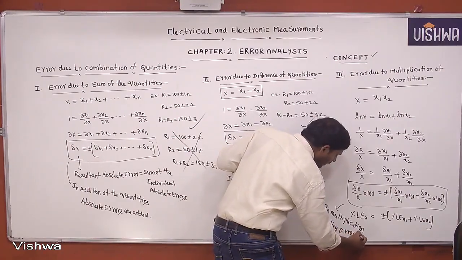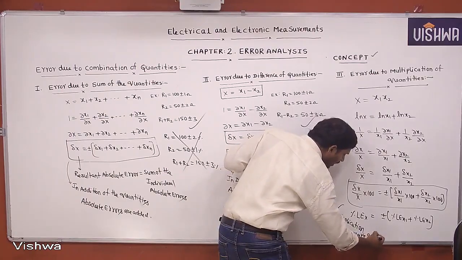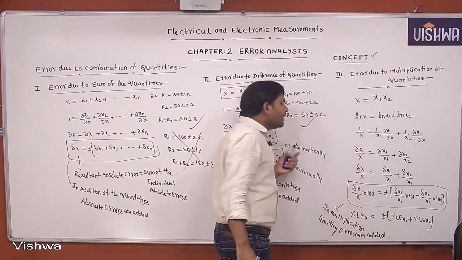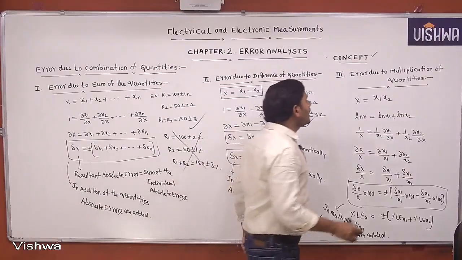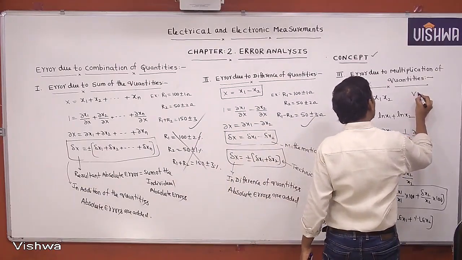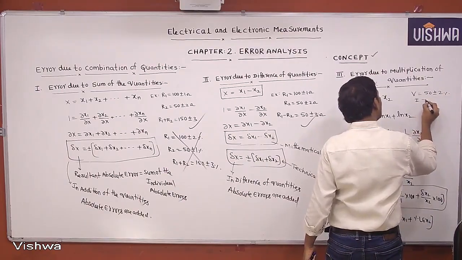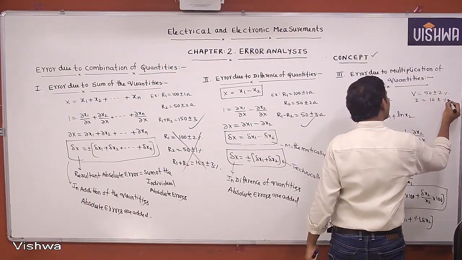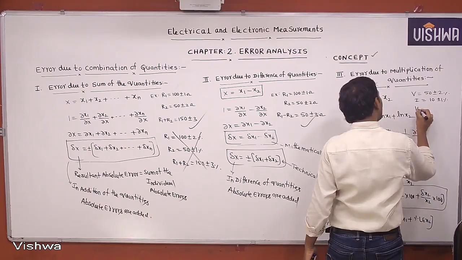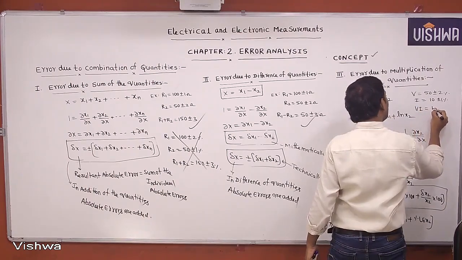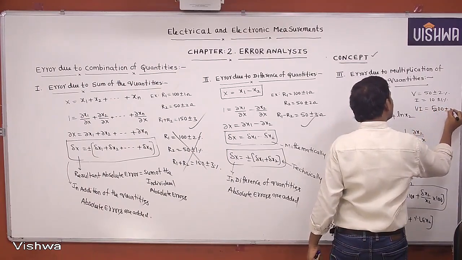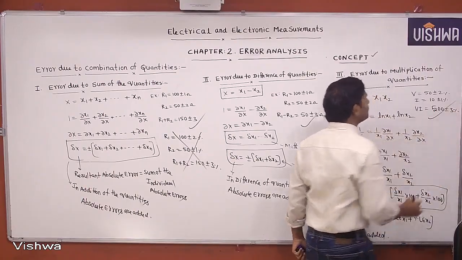Limiting errors are added. If any absolute errors are given, you convert them into limiting errors, then you can add. For example, V equal to 50 plus or minus 2%, I equal to 10 plus or minus 1%. Then what is V into I? V into I equal to 500 plus or minus 3%. Right answer.